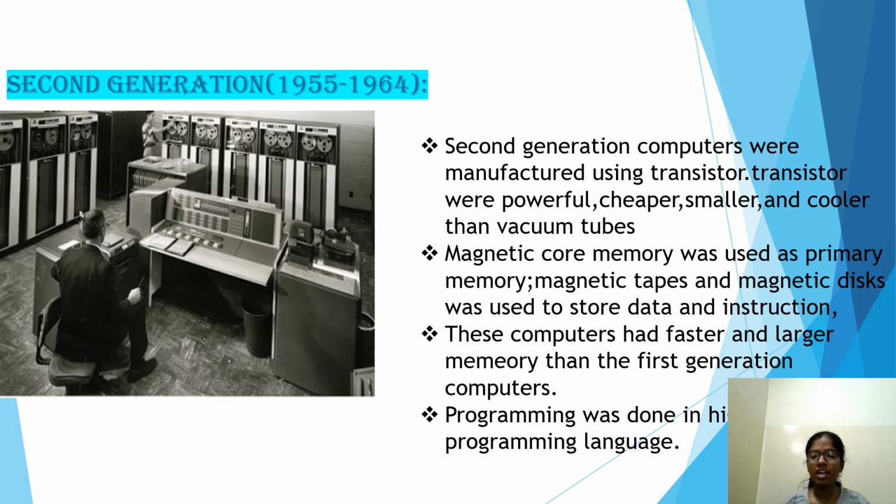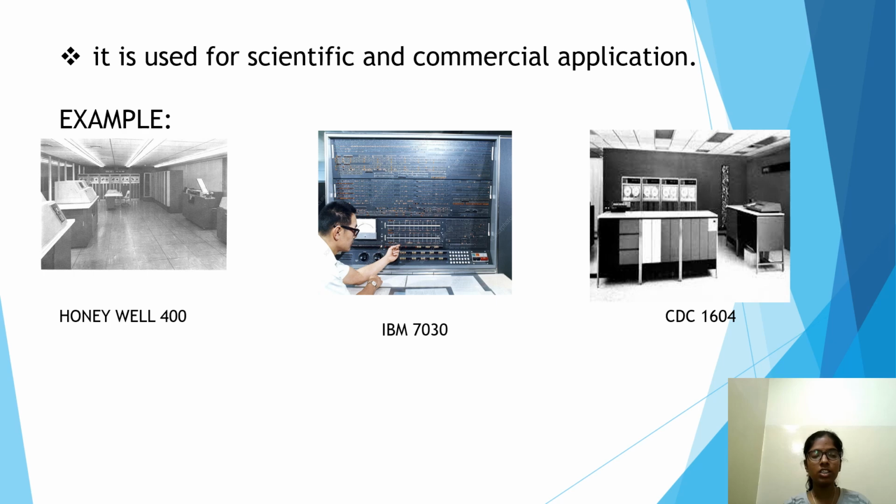Coming to programming, the language used was high level. The second generation computers were powerful, cheaper, smaller, and cooler than those using vacuum tubes. They were used in scientific and commercial applications. The examples are Honeywell 400, IBM 7030, and CDC 1604.